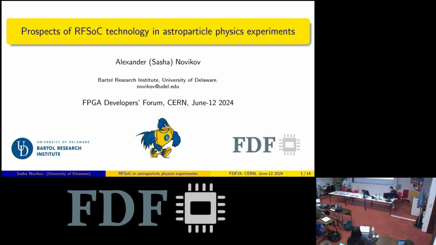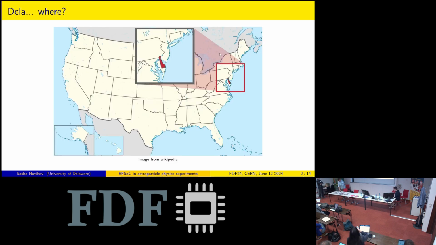New devices and how they can be used in multiple astrophysics experiments, particularly the ones that we are working on at Delaware. First of all, just in case people ask where Delaware is, it's basically a very small state between New York and Washington, D.C. And here's a short outline of my talk today.